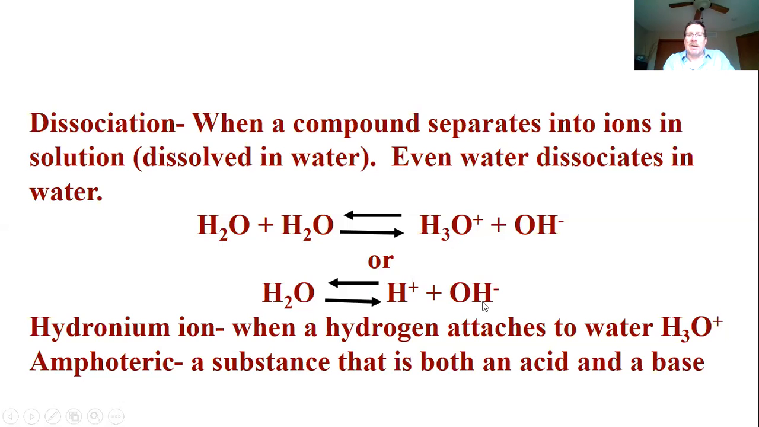Now, one of the things that makes water special is it's considered amphoteric, which means it's both an acid and a base, as we're going to define. Why is it both an acid and a base? Because when it dissociates, it gives a hydrogen ion, which is the key for an acid, and it gives a hydroxide anion, which is the key to a base.